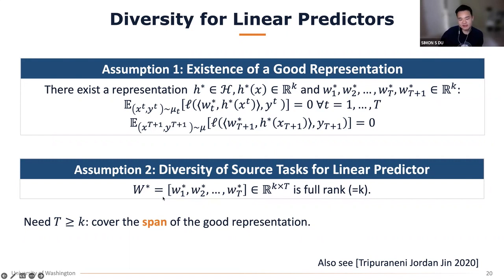But you are right that if we have some stronger condition, that this WT+1 star is in the space spanned by these vectors, then you don't really need this assumption. Actually, we are using that to develop our active learning algorithm. Yes. Any other question?